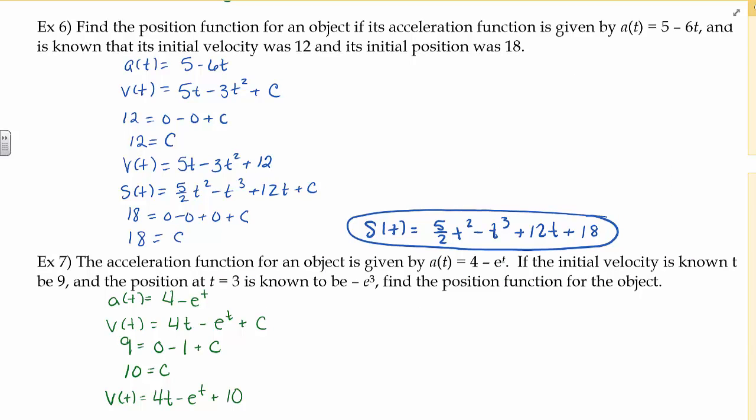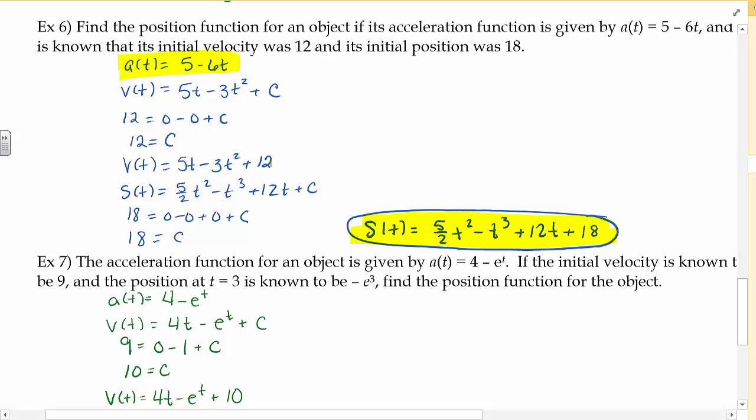All right, so for number 6, you should have gotten this thing right here. You should have gotten s of t is 5 halves t squared minus t cubed plus 12t plus 18. What you had to do is an initial value problem twice. So first you start with a of t equals 5 minus 6t. The antiderivative of that is this v of t, 5t minus 3t squared plus c. Since the initial velocity is 12, I set that equal to 12 and plugged in 0 for t and got c equals 12. I substituted that c back in and started over.